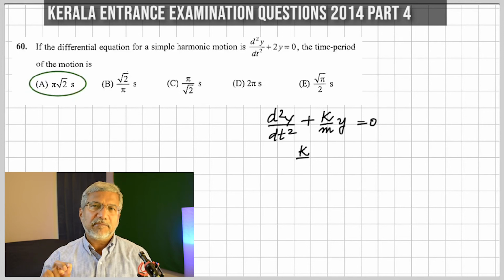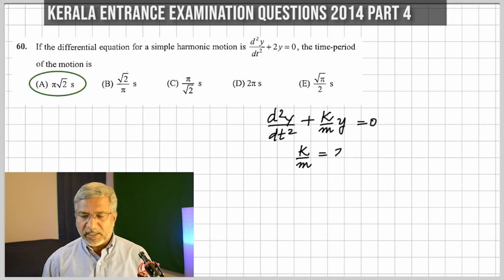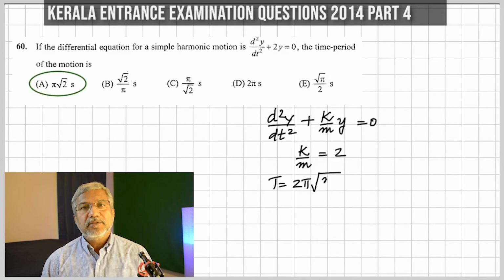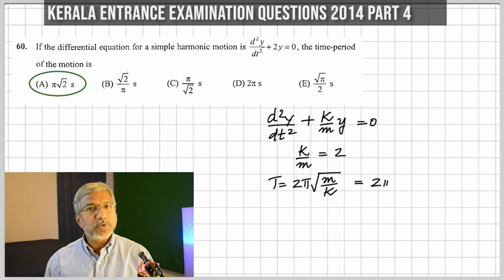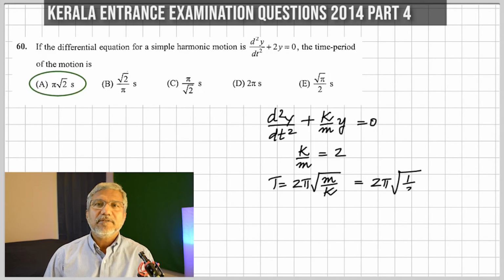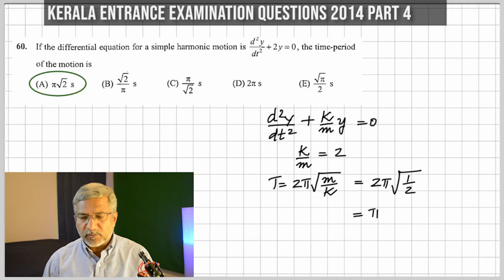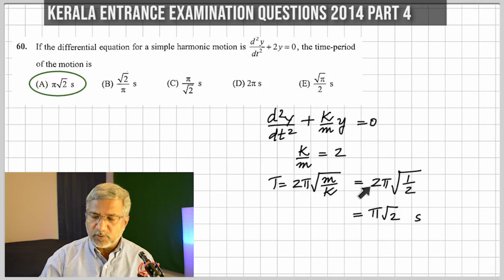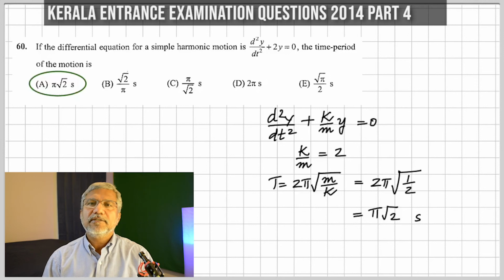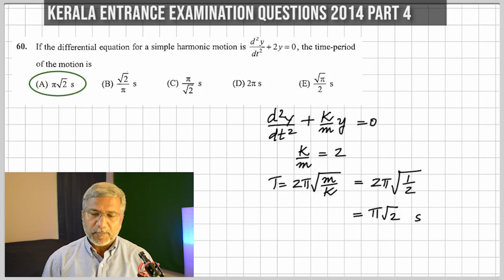You know that k by m is actually omega squared. Anyway, that means k by m is 2 in this case because they gave it as 2y. And then the formula for time period is 2 pi root m by k. So if k by m is 2, then m by k is 1 by 2, isn't it? So 2 pi square root 1 by 2 is nothing but pi root 2. Because this 2 can be written as root 2 times root 2, and one of the root 2's will get cancelled, and the other root 2 will remain here. So that will be root 2 times pi, which is the same as pi times root 2. Okay, so you got that.